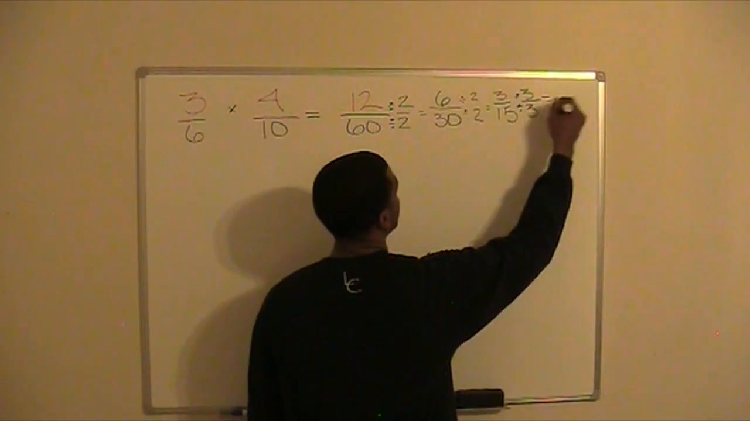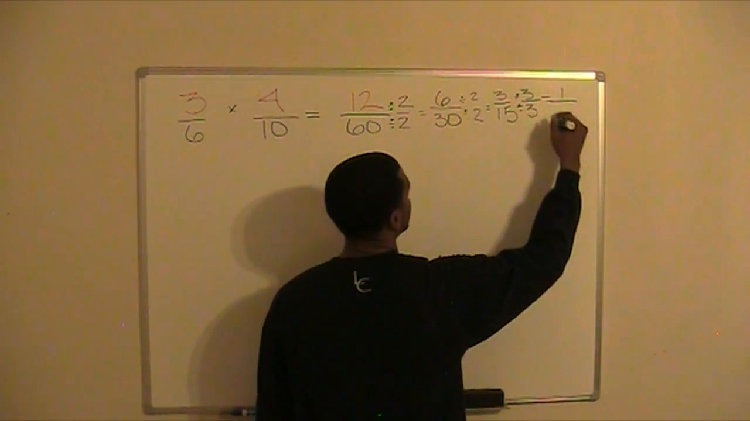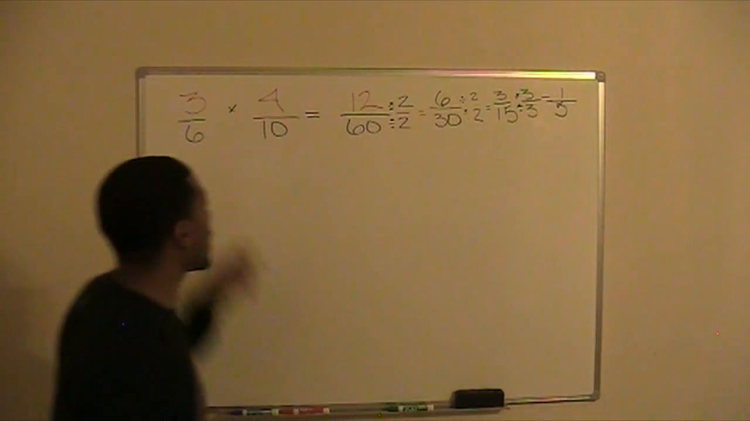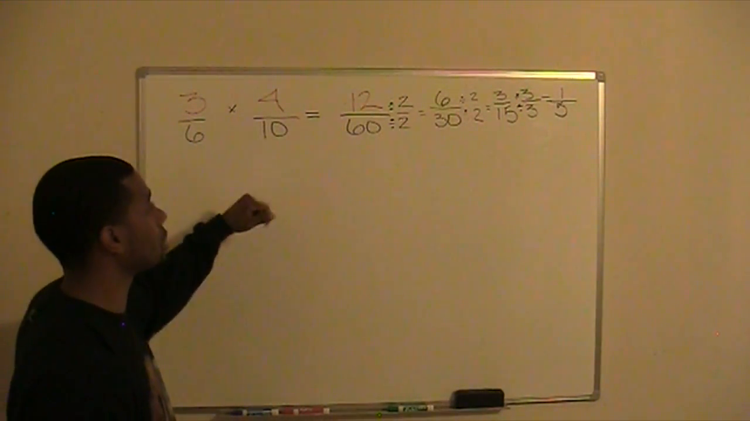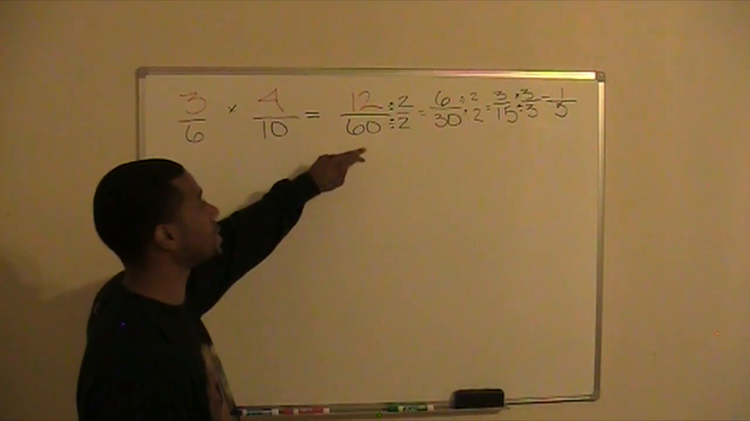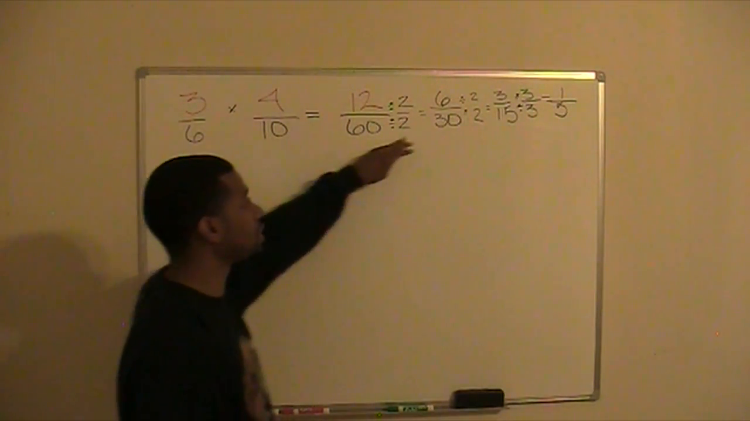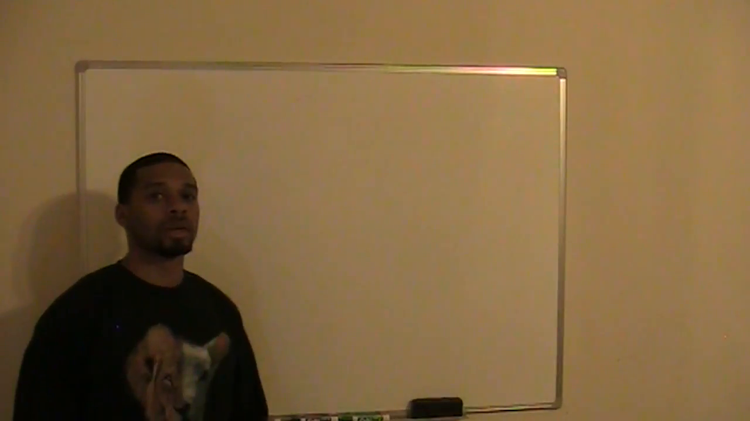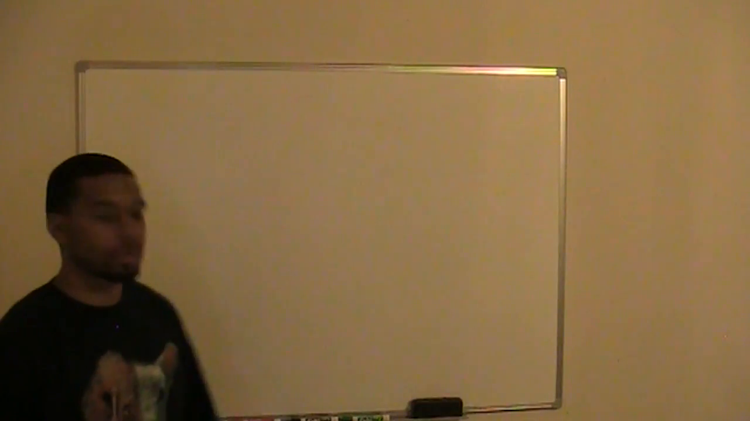3 divided by 3 is 1, and 15 divided by 3 is 5. So again, we have 3 sixths times 4 tenths equaling 12 over 60, or 12 sixtieths. And once we simplify it, we still get 1/5. Okay, now we're going to multiply a fraction by a whole number.